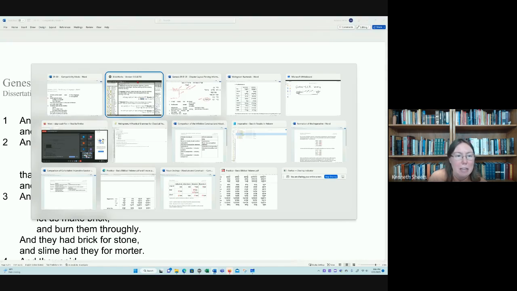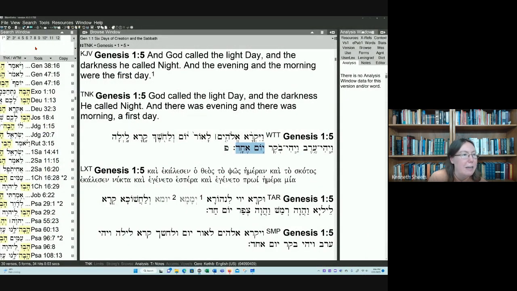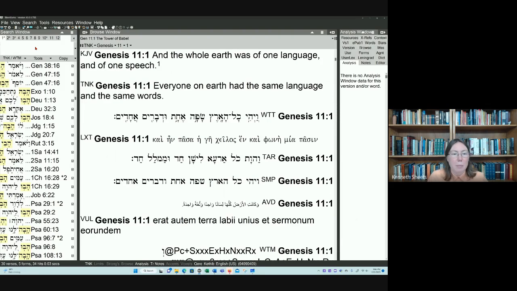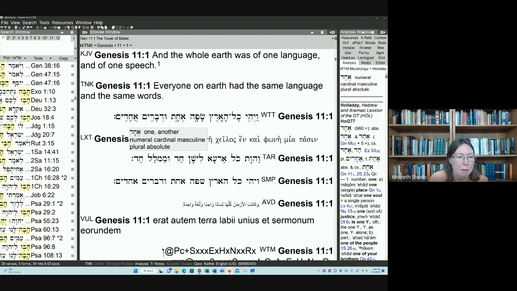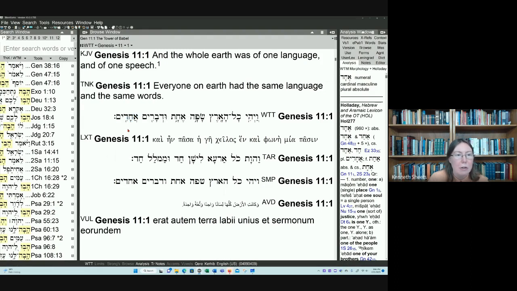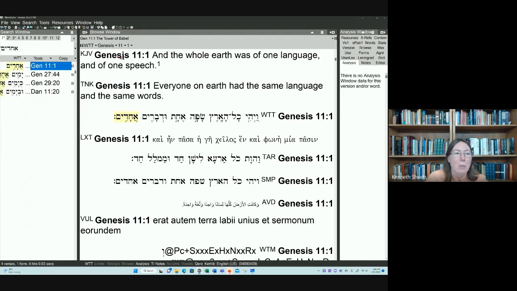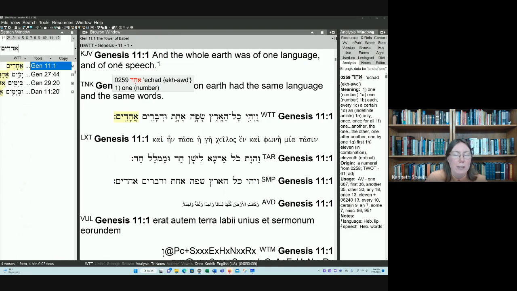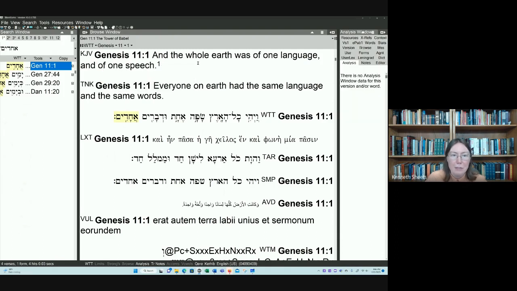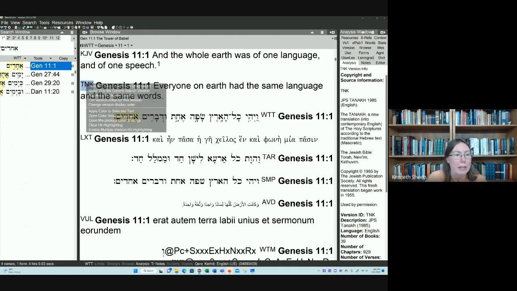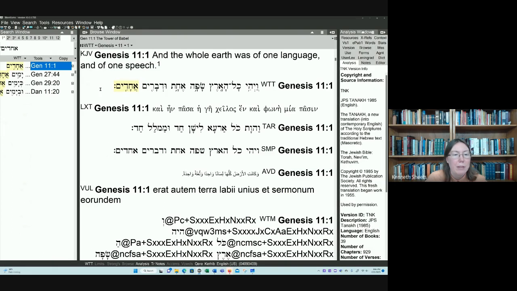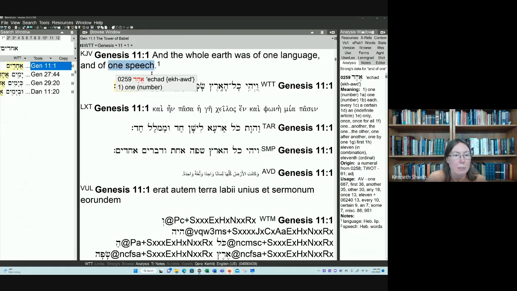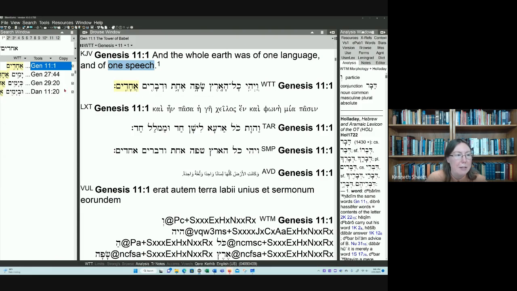Let's take a quick look here and see if we can find any other place where this particular word, achadim, occurs. And as a matter of fact, there are. And so thus I'm going to go ahead and search for that. So we have here our context, Genesis 11:1. And the whole earth was of one language and of one speech. And so thus we have one speech, udevarim achadim.